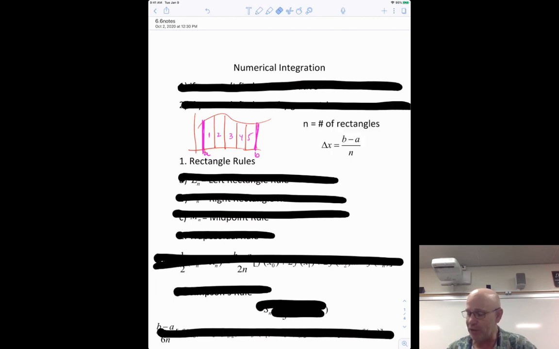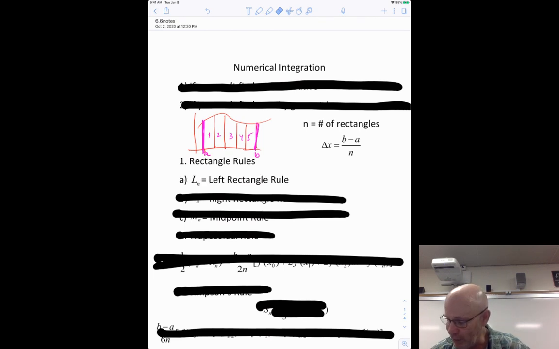The first thing is the rectangles must have the same width again. So in this case, our delta x, the width of each rectangle, would just be the length of the interval divided by how many rectangles you have, right? The first 3 are called the rectangle rules, and it's basically like inscribed and circumscribed. But remember, I said inscribed and circumscribed only worked to all be inscribed or all be circumscribed if the graph was always decreasing or always increasing. So you notice this curve goes up and down, you can't call them inscribed and circumscribed. So we just call them the rectangle rules, which are very simple.